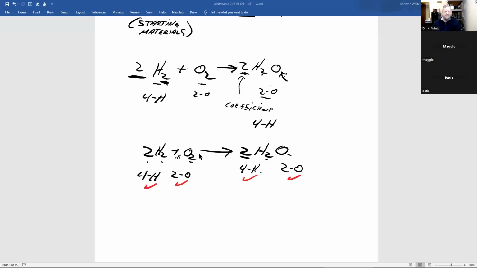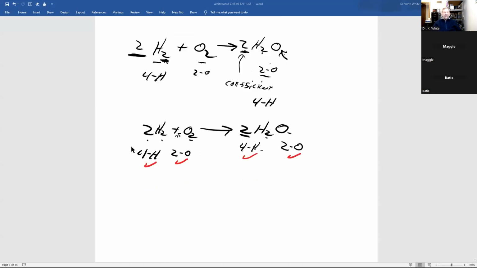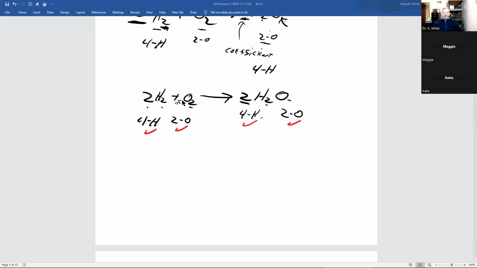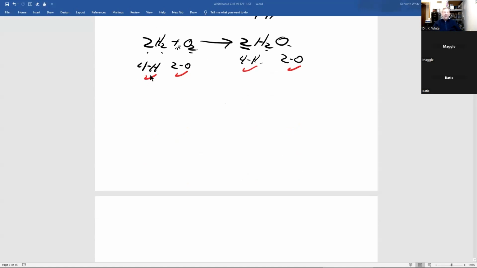you should remember the balanced chemical equation. 2 hydrogens, 1 oxygen makes 2 waters. And that's because it's balanced. And the number in front is called the coefficient. You can't change the formula when you balance a chemical equation. And students always want to do that. It's wrong. Trust me, it's wrong. But you can change how many, the number, by changing the number in front, the coefficient.